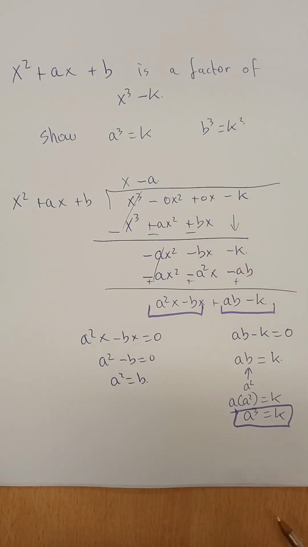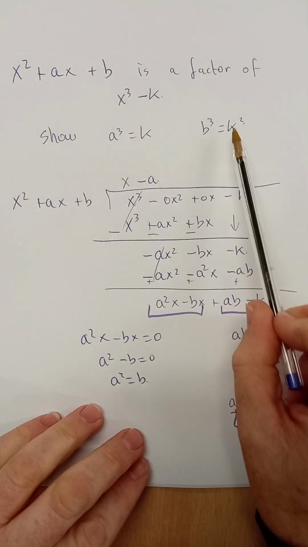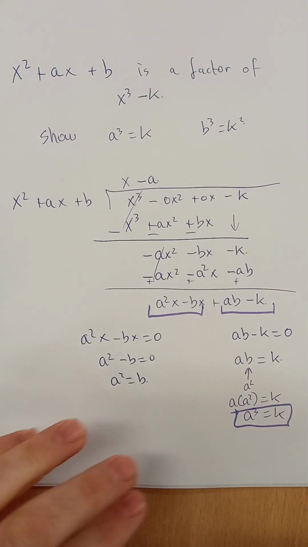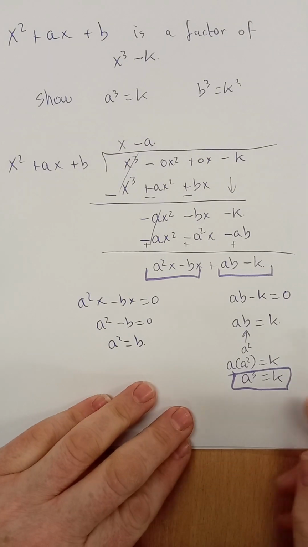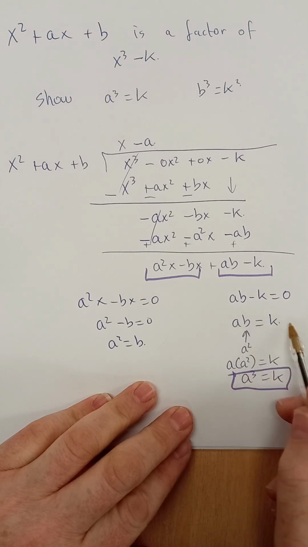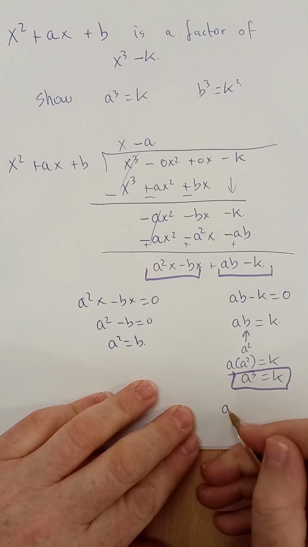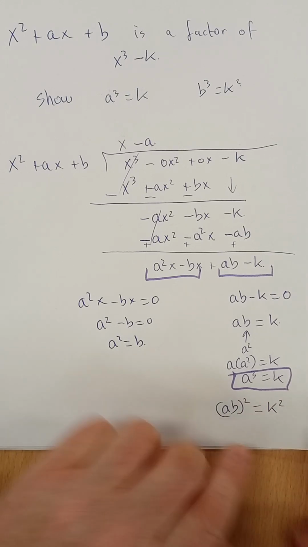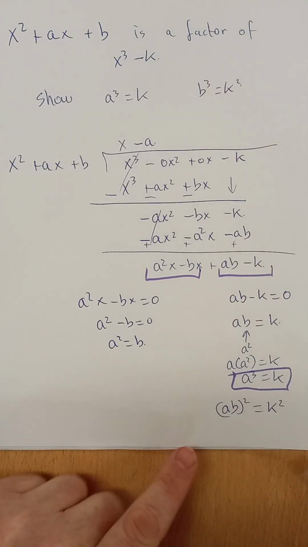And let's see, can I solve this other problem? This other problem says that k squared is equal to b cubed. Well, I have an expression for k. So let's have a look at that then. So if that's the case, I could square both these sides. So I could go a cubed squared is equal to k squared. So I have my k squared, I just need a b cubed.